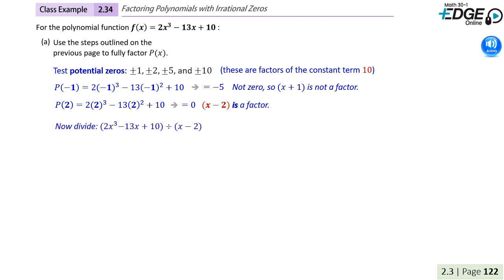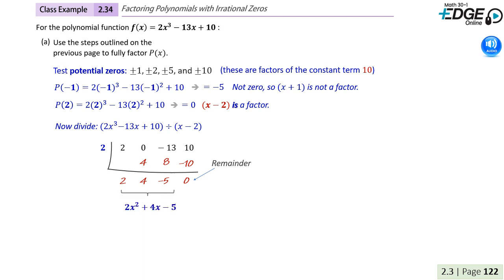Now that we know x minus 2 is a factor, let's divide it out of our given polynomial. We'll use synthetic division. Because the polynomial is cubic but is missing a squared term, we'll put a 0 for that coefficient. We find our remainder of 0, which confirms that x minus 2 was in fact a factor. The quotient represents the quadratic, which is the other factor in the polynomial. So we can say that p of x in its factored form is 2x squared plus 4x minus 5 times x minus 2.